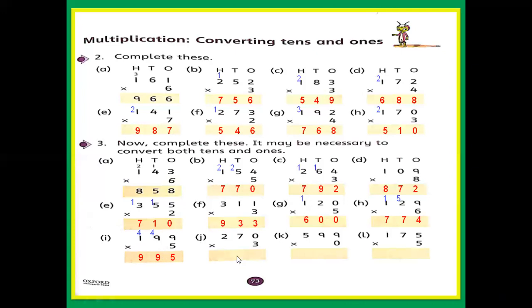Part J: 300 multiply 7... 3 sevens are 21. Write 1 here, and 2 will go to add into the hundreds. 3 twos are 6 plus 2, 8. Okay, so the answer is 810.